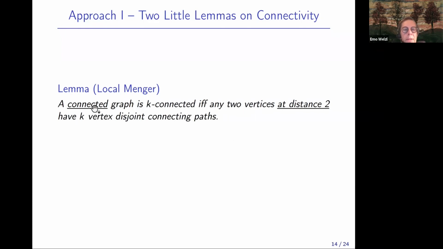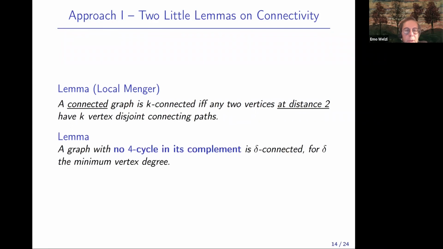So Menger basically is what we have if everything which is underlined here you remove, and local Menger is what we have here, which basically says that you can restrict this Menger condition in a more local way.